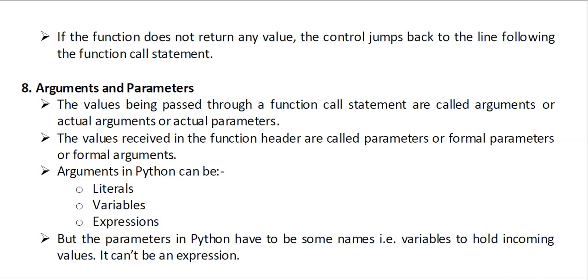So in Python those arguments can be literals, variables or expressions. Variables means the value whose value varies, that is called a variable. Then expression means a combination of values, for example x plus y. What is a literal? You have studied in class 11th, string literal, integer literal. So literal means a constant. It can be 1, 2, 3, 3.5. Those are constants. These are literals.